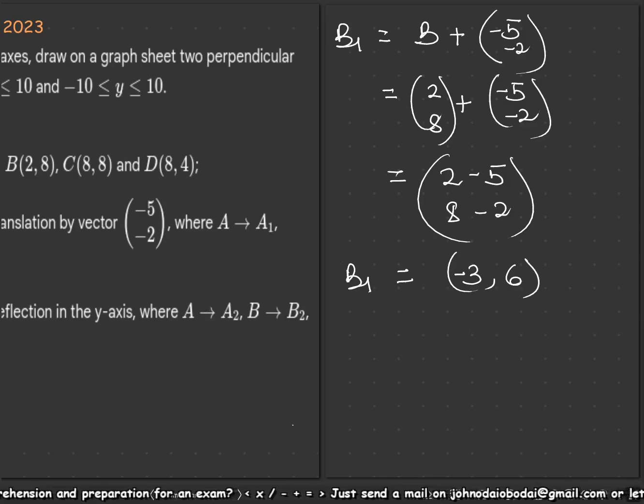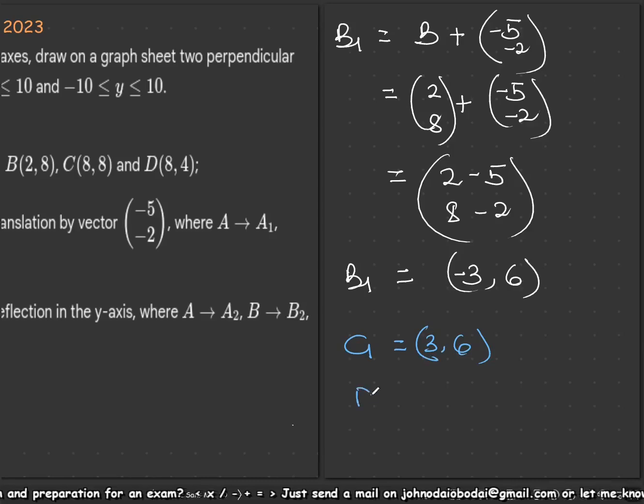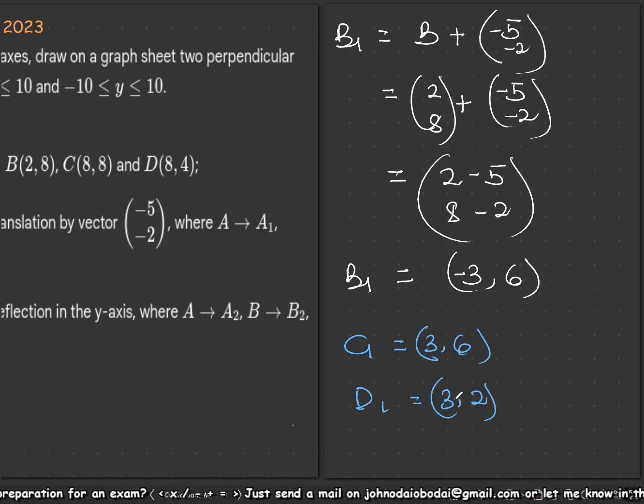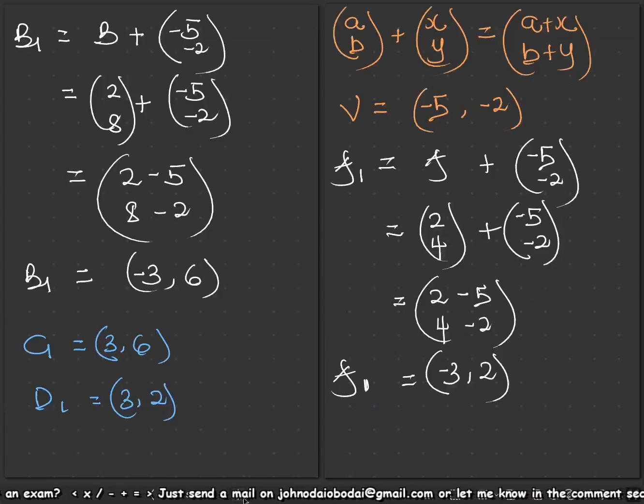Okay, so if you were able to do it, then well done. Your C1 is actually a 3, 6. And your D1 would be a 3, 2. You see? So now that we have all our points, let's go to the graph and plot everything out over there. So it says the image under, yes, so let's quickly go in and get that.